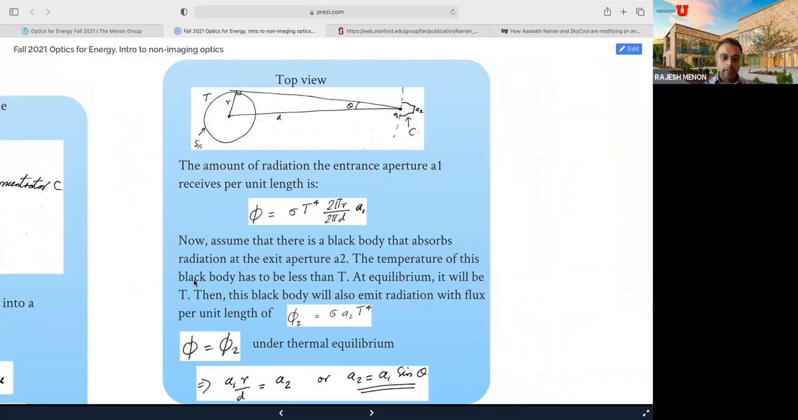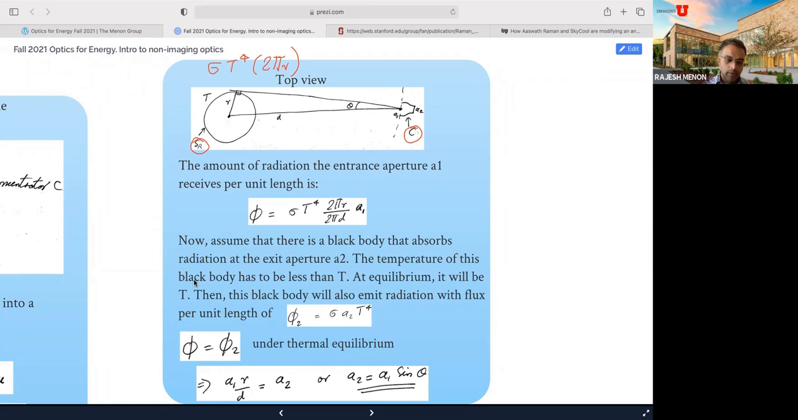Now I'm going to look at the simplified view. I have a top view, so exact same geometry as before, but I'm just looking at it top down, taking a slice through the cylinder. Again, I have my source on this side. I have my concentrator on this side. Okay. The amount of radiation. So first of all, keep in mind that this whole thing is emitting totally per unit length, sigma T raised to 4 times 2 pi r. Okay, that's the entire thing.